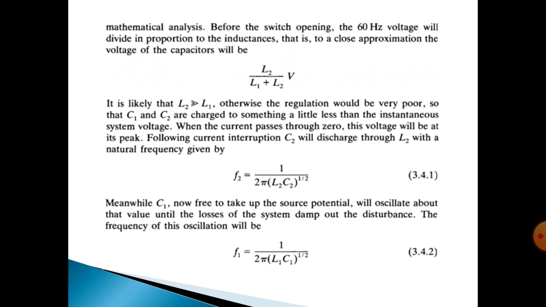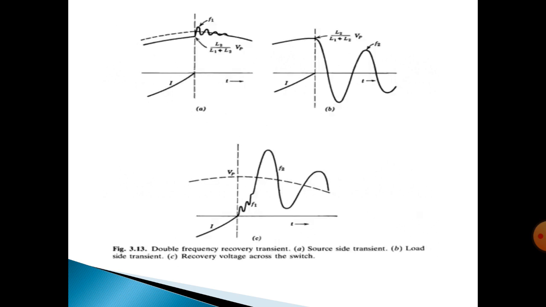Next, consider the source potential. The system will have F1, that means the natural frequency of the source side. F1 is equal to 1 by 2 pi square root of L1 into C1. This is the waveform of the source side and load side. The final diagram is the recovery voltage across the circuit breaker switch.